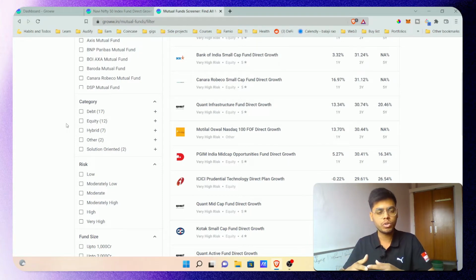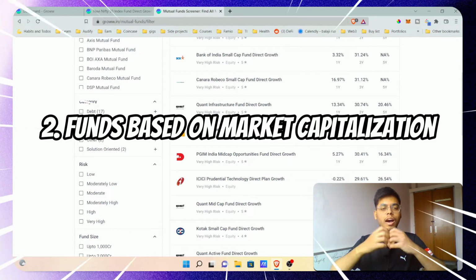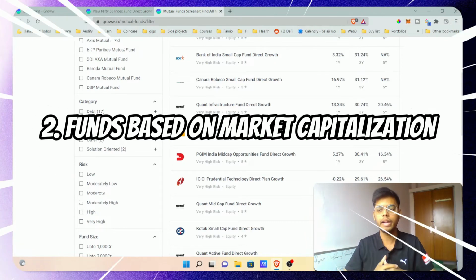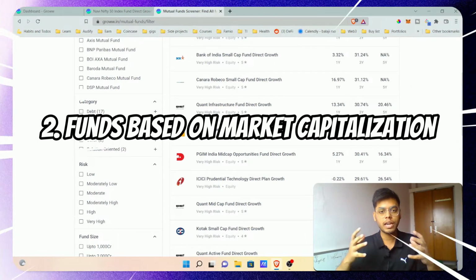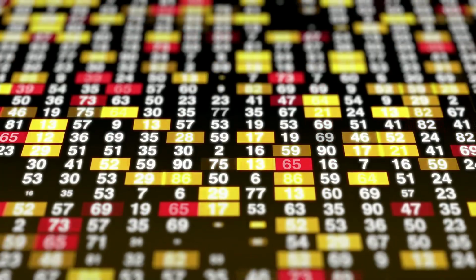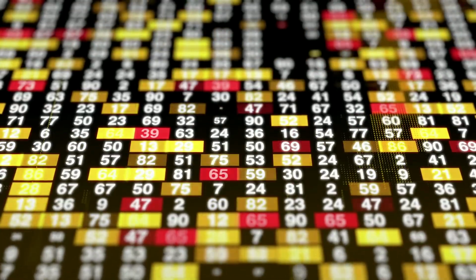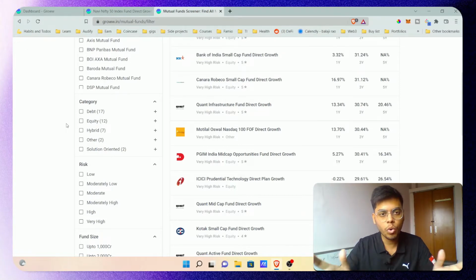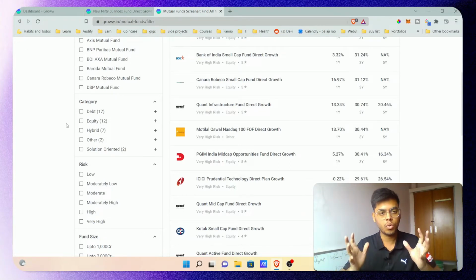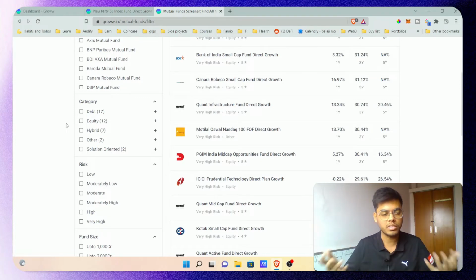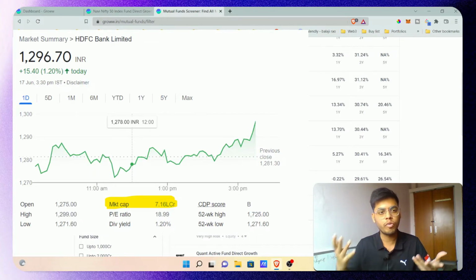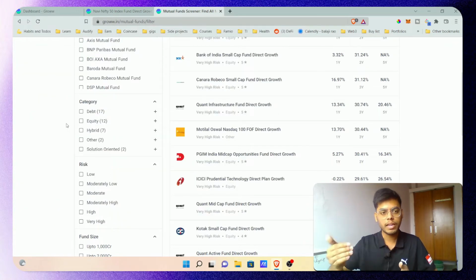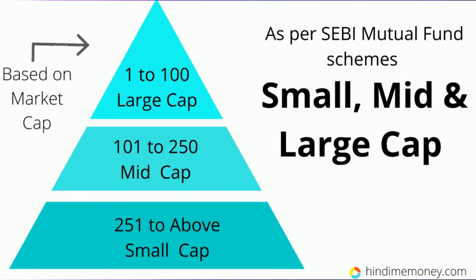The second kind of mutual fund is large cap, mid cap, small cap. This is more about understanding the quantum of the market capitalization that a company has. By market capitalization, I mean the value of the total stocks of a company in the market. If you look at HDFC Bank, it is somewhere around 3 to 4 lakh crores and something like that. So based on this market capitalization, stocks are categorized into small cap, mid cap, and large cap.